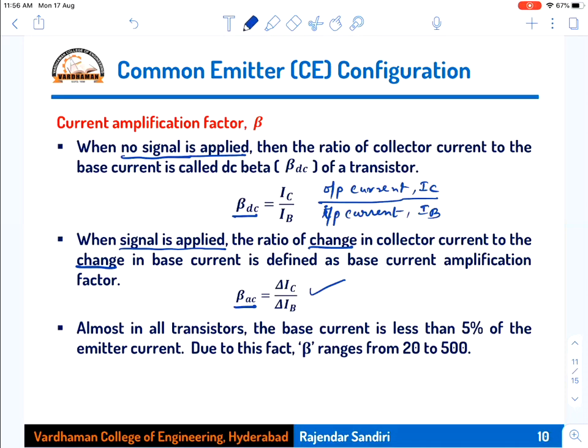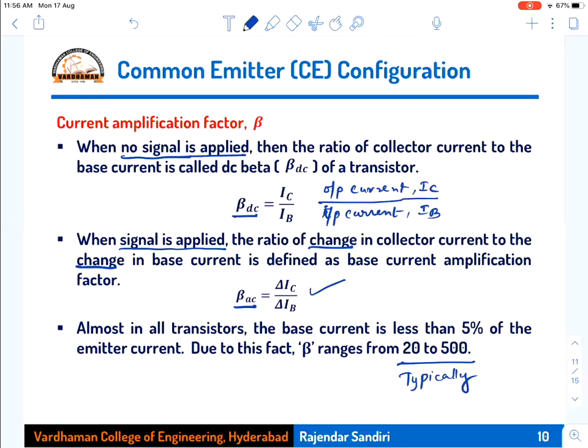And the range of this beta value typically lies between 20 to 500, whereas the range of alpha value is between 0.9 to 0.99. Okay, so that is about the alpha and beta values.